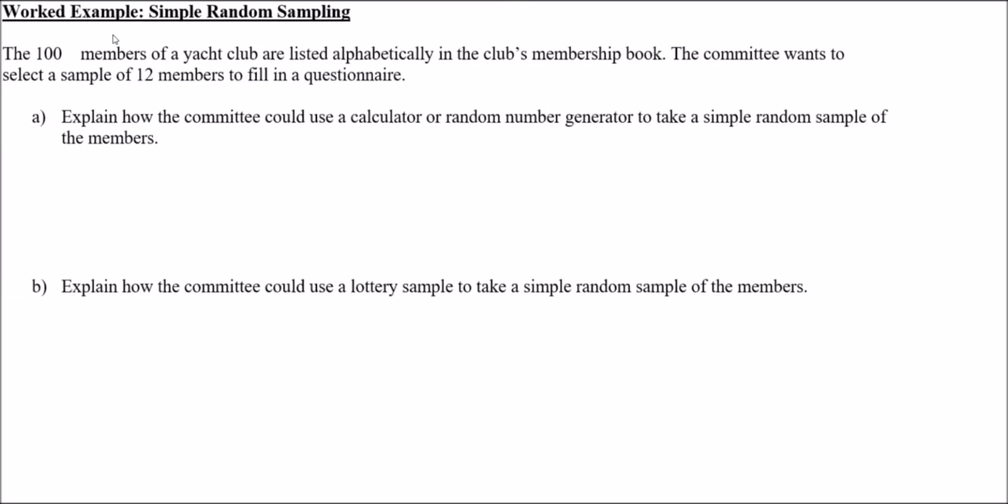So let's have a look at a worked example with simple random sampling. We've got 100 members of a yacht club listed alphabetically in the club's membership book, and the committee wants to select a sample of 12 of them to fill in a questionnaire. Explain how the committee could use a calculator or a random number generator to take a sample of the members. A simple random sample, that is.